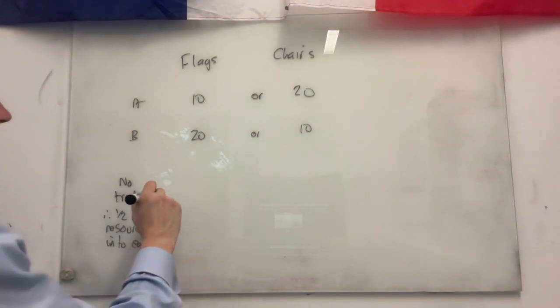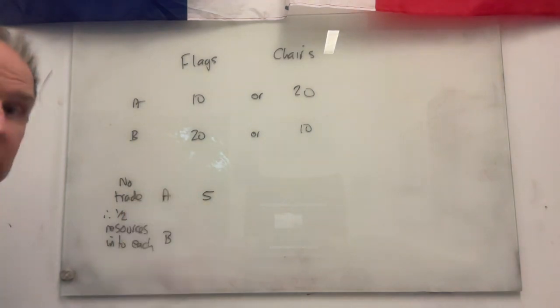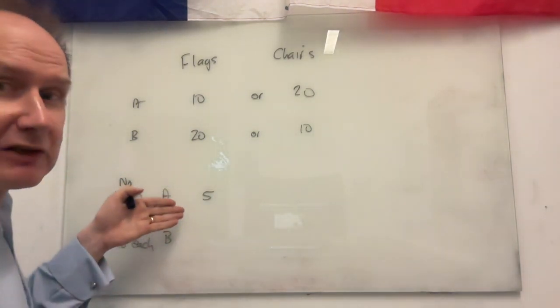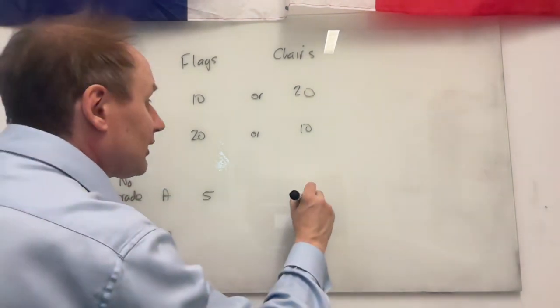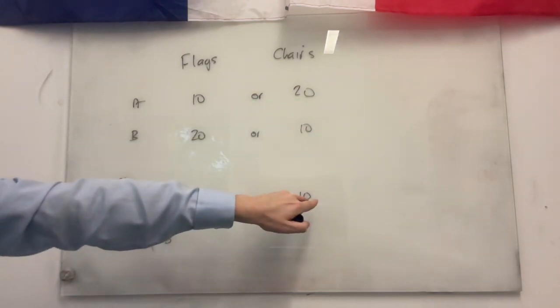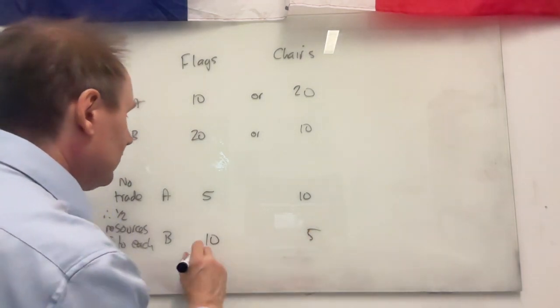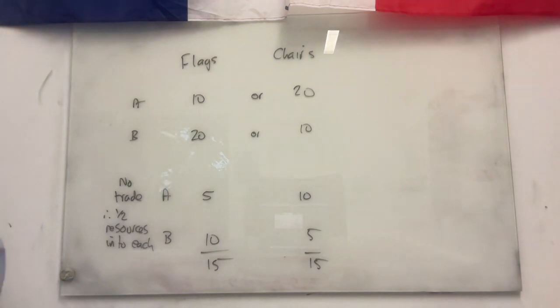If that was the case, then what's going to happen is that A produces 5 flags. If each worker spends half their time making flags, they'd make 5. If they spend all their time making chairs, they get 20. If they spend half their time making chairs, they get 10. Likewise here is 10 and 5. Total output would be 15 and 15 if we divide our time equally between the 2 goods.